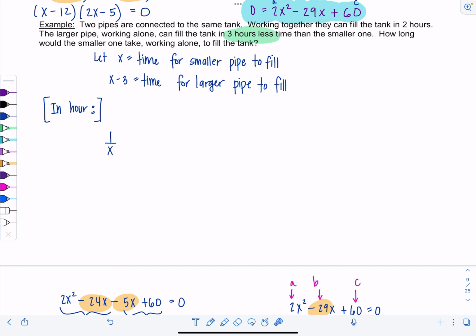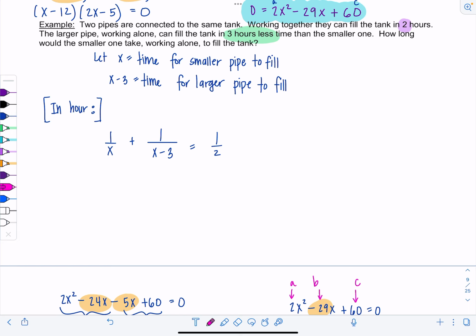Okay, so in 1 hour, 1 over x is filled from the small pipe, plus how much has the large pipe contributed? 1 over x minus 3. And it told me it takes 2 hours when they work together. So after 1 hour, how much is done? 1/2. It's always 1 over the time, 1 over the time, 1 over the time. Do you see that? Here's our equation. That's it. We didn't have to make a table. Do you hate it? Don't hate it. Just practice and you'll love it.